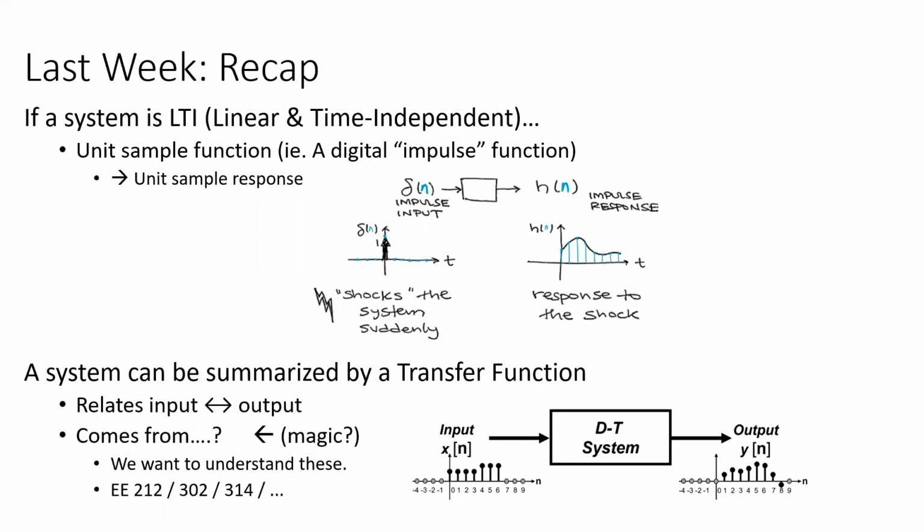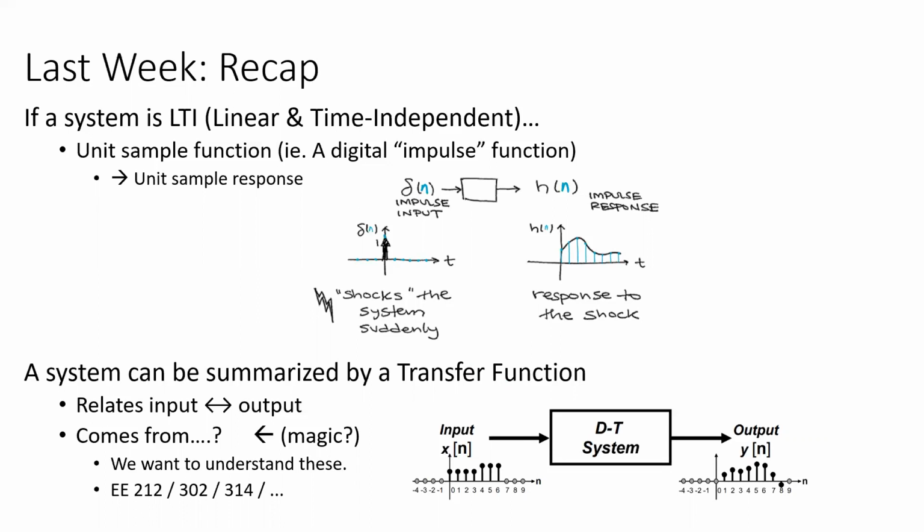So you have the system there. You can summarize it by a transfer function that relates the input to any output. If you use the impulse as an input and you get the impulse response, that directly relates the input to the output in a very convenient way. So we have this transfer function that describes this black box, but we don't really know where it comes from. It's kind of just magic.